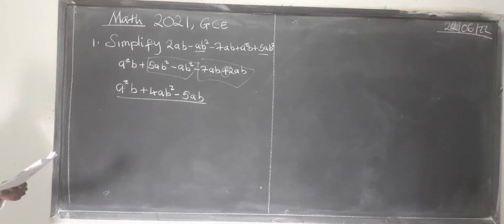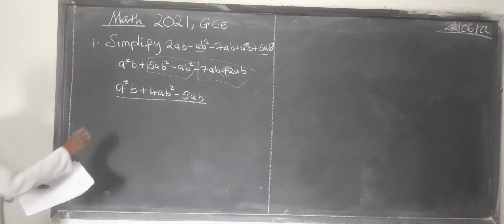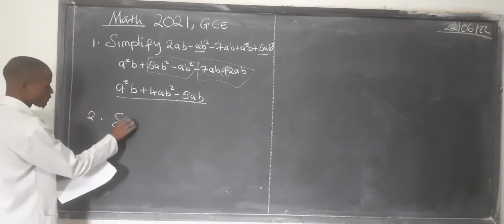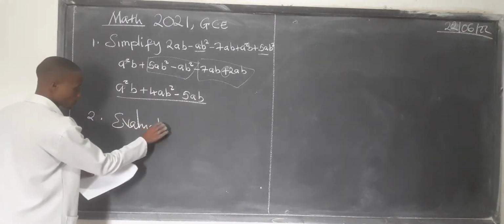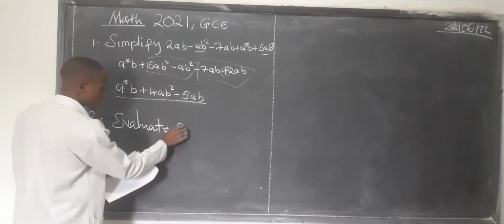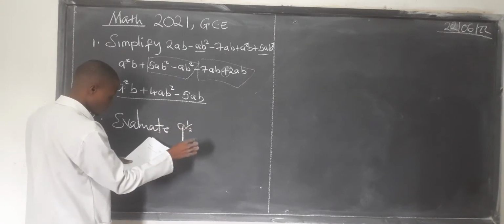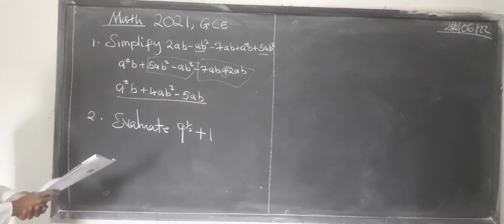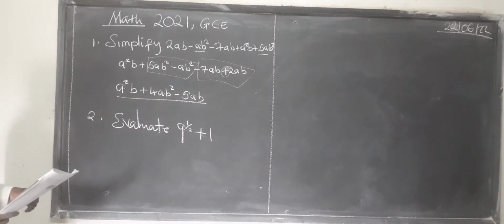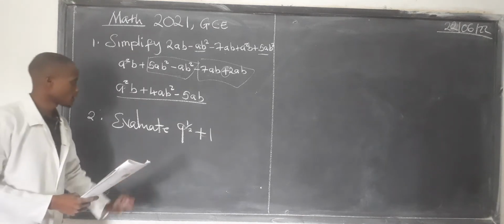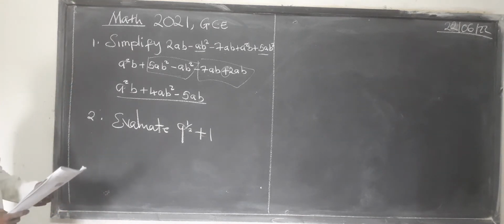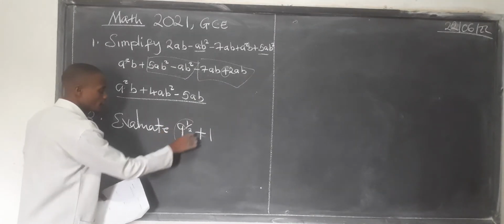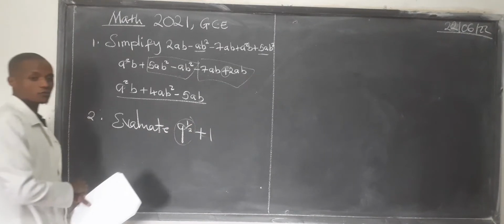You can pause the video to go through. Okay, question 2, in this case, we have: evaluate 9 to the power 1 over 2, plus 1. So how can you evaluate this expression? This is under indices. You first have to solve the power before you add the 1.